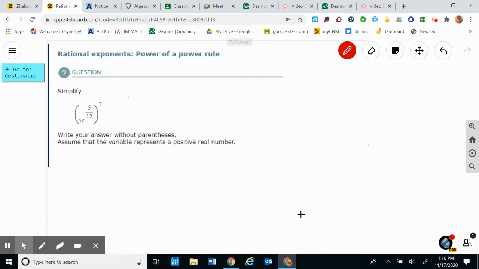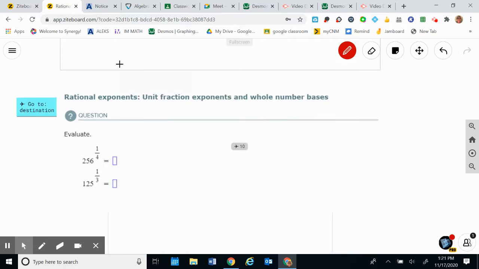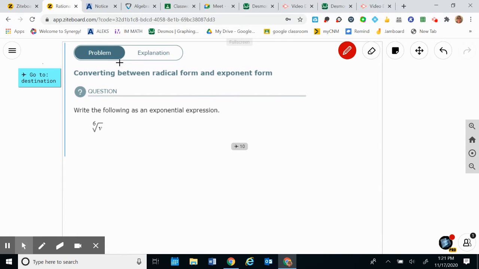Okay, hey guys. All right, so now we're going to go on to the next part, which is working with exponents as fractions. And that's new for you guys. So here we go, in the beginning. All right, so the first thing is you need to learn how to convert between radical and exponent form.